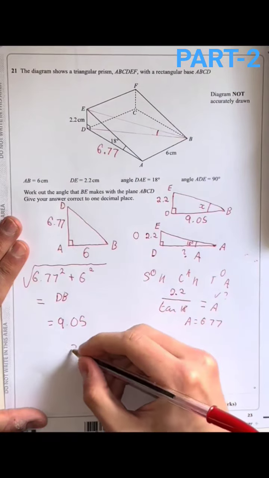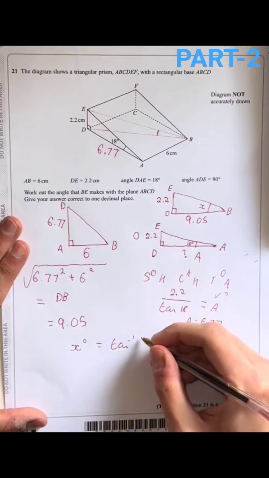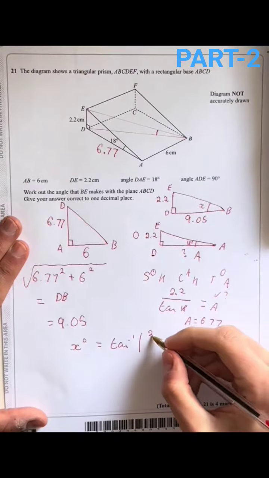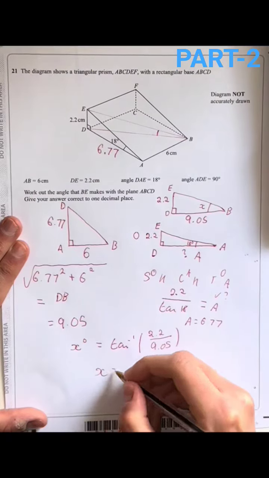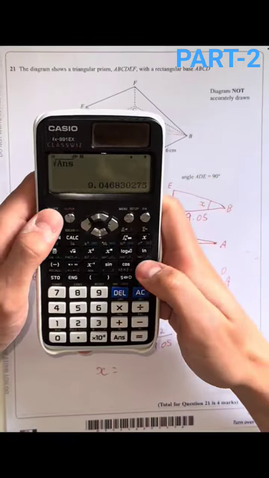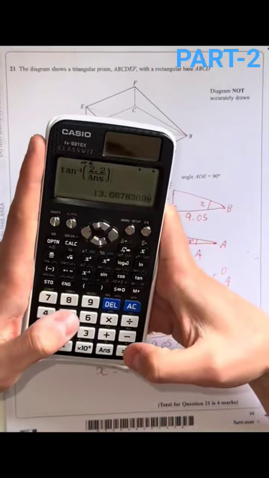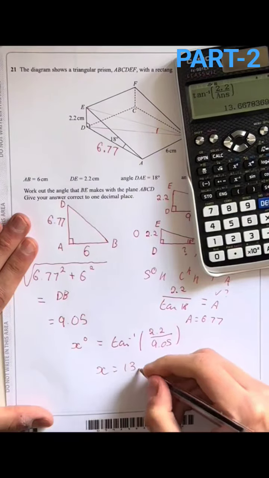So what I want is the following. I know that x is going to be equal to the inverse tan of the ratio of interest for tan, which is the opposite divided by the adjacent. So that's 2.2 over 9.05, and therefore x is going to be equal to, so again we'll save our answer in here, tan inverse of 2.2 over our answer, and that gives us 13.7, correct to 1 decimal place.